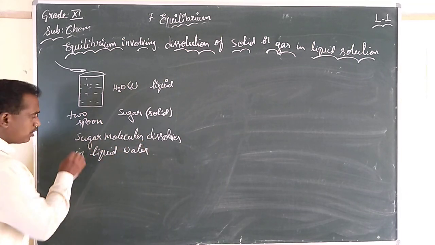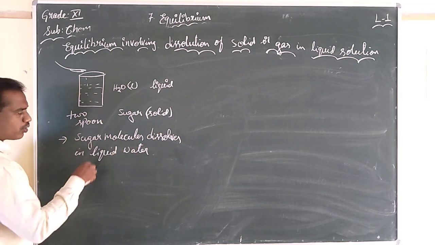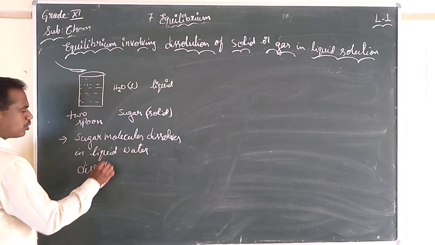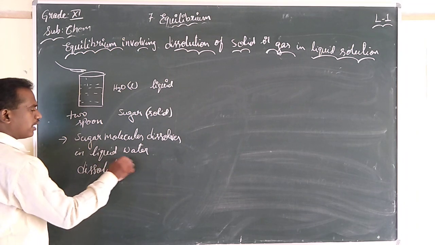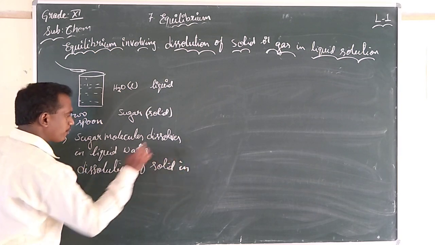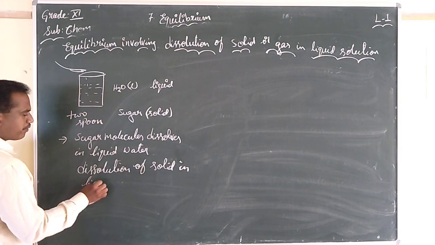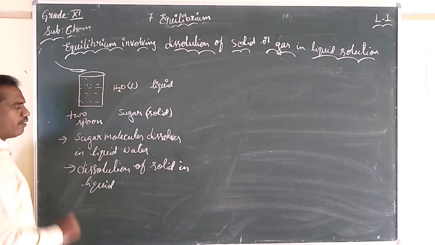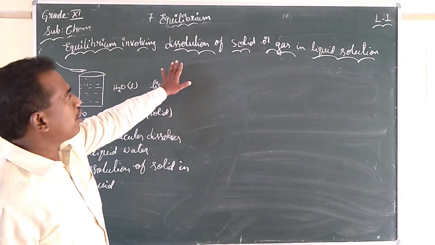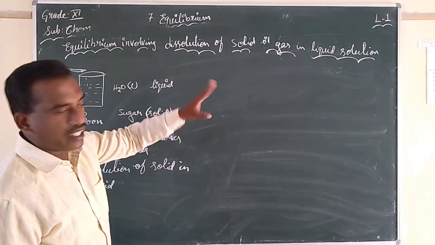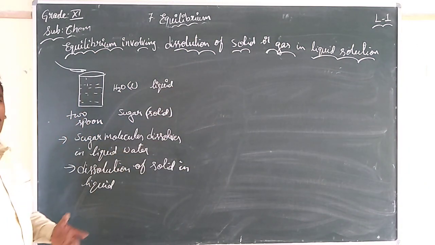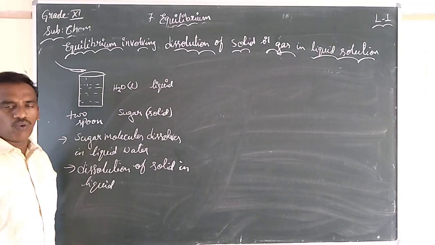Is it not? So this process of dissolving sugar molecules into liquid water we are calling a dissolution of solid in liquid. Dissolution of solid in liquid. What is our title? Equilibrium involving dissolution of solid or gas in liquid. Presently I am taking the solid in liquid. So what is the solid here? Solid is the sugar. Liquid is the water.